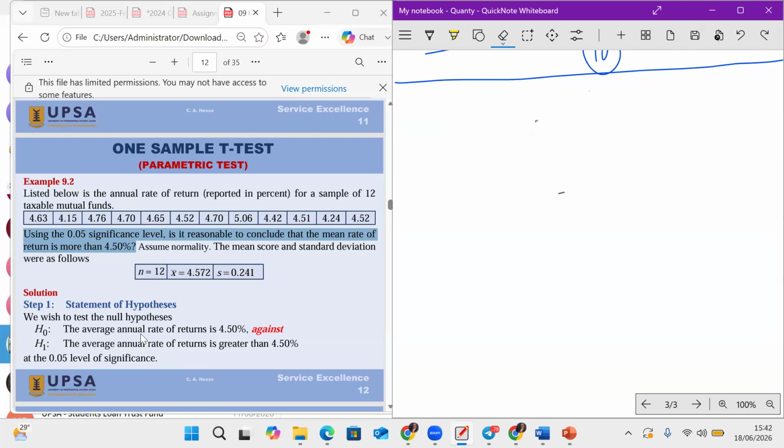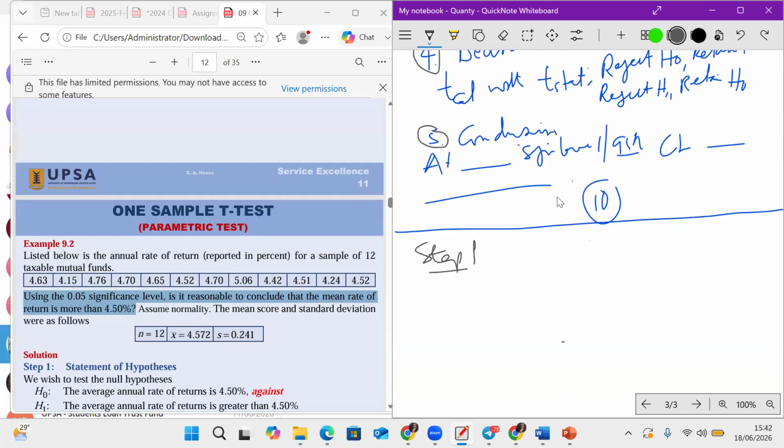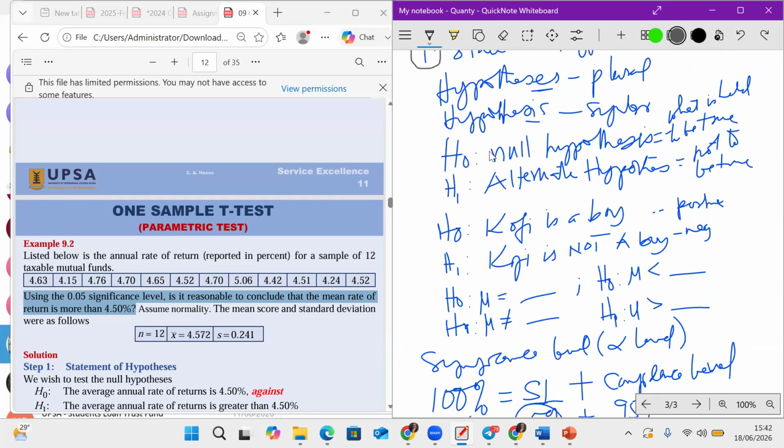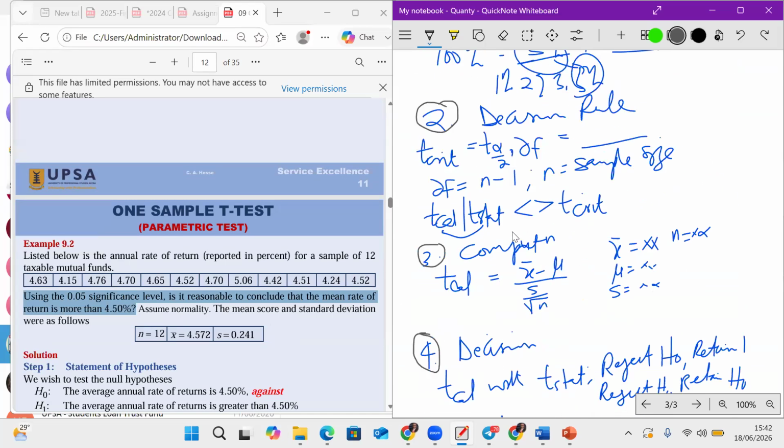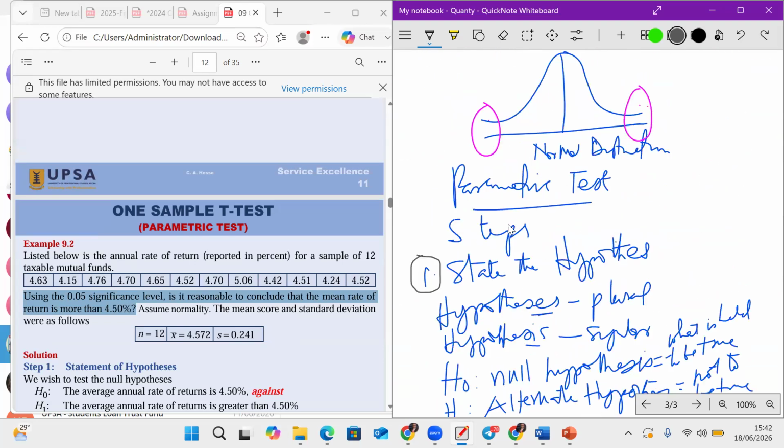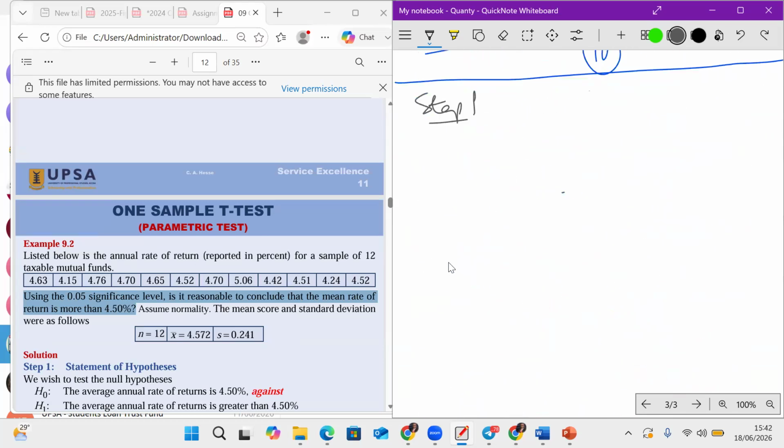Okay, so let's start with the steps. Step 1. What is step 1? State the hypothesis. So the hypothesis, you write it. Let me show you, for those who didn't say this. Step 1 states the hypothesis. So we begin with H naught.